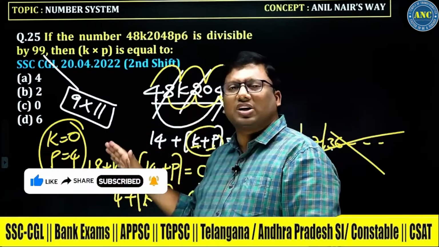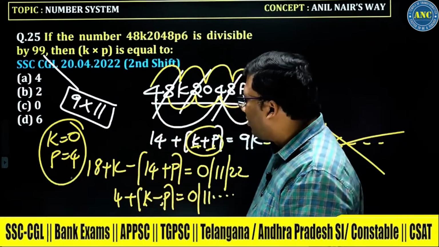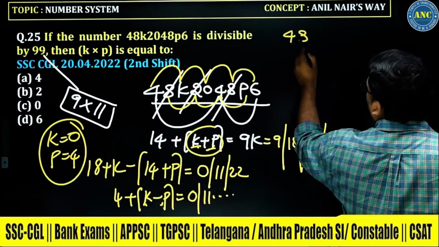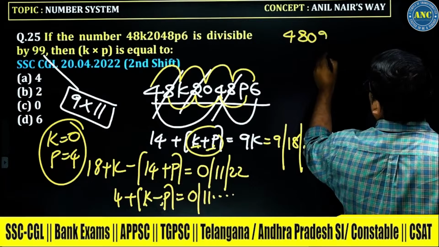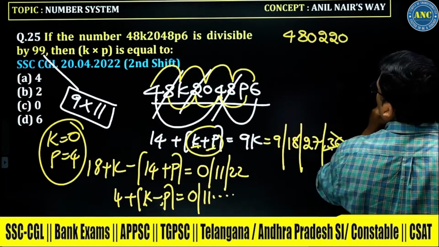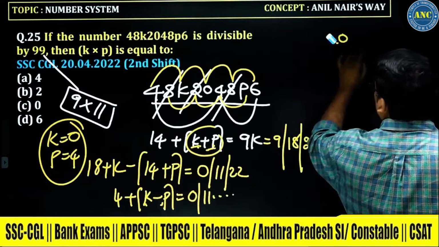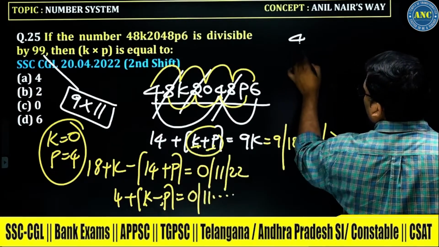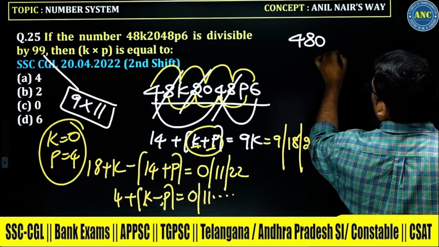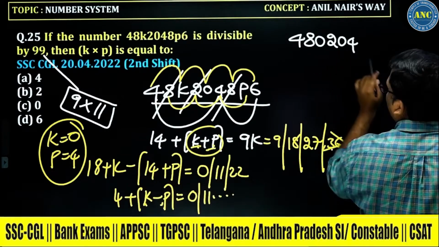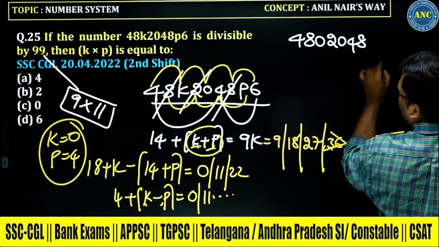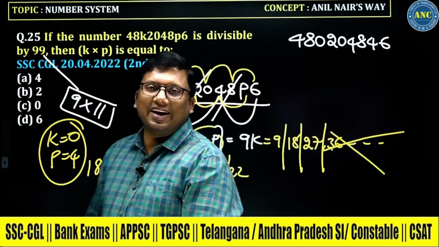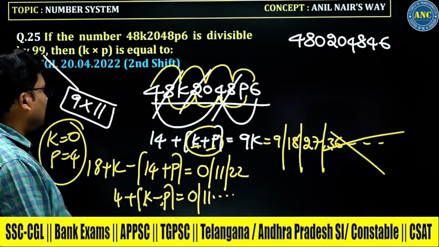Very, very good question it is. To check whether it is right or wrong, there is another way to solve the question using the 99 divisibility rule. With K as 0, the number is 48, 20, 48, P is 4, and 6. This is the number which I got: K is 0, P is 4.